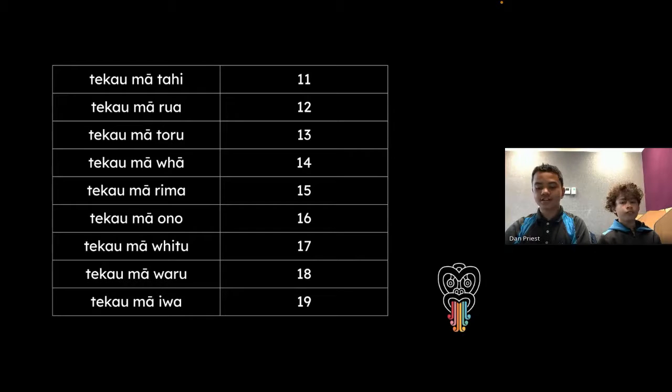Now, let's practice saying the numbers 11 to 19. Repeat after me. Te kau mā tahi. 11. Repeat after me. Te kau mā rua. 12. Repeat after me. Te kau mā toru. Repeat after me. Te kau mā wha. 14. Repeat after me. Te kau mā rima. 15. Repeat after me. Te kau mā ono.